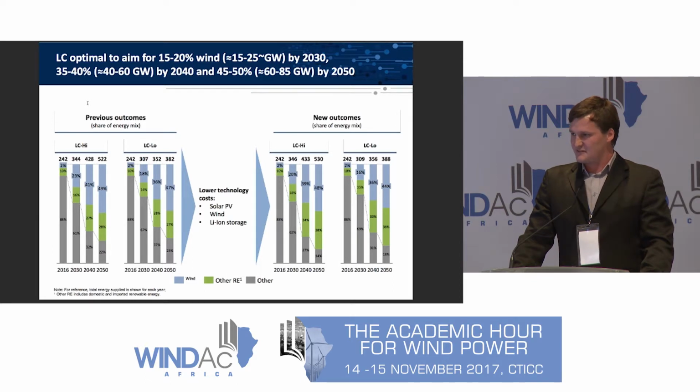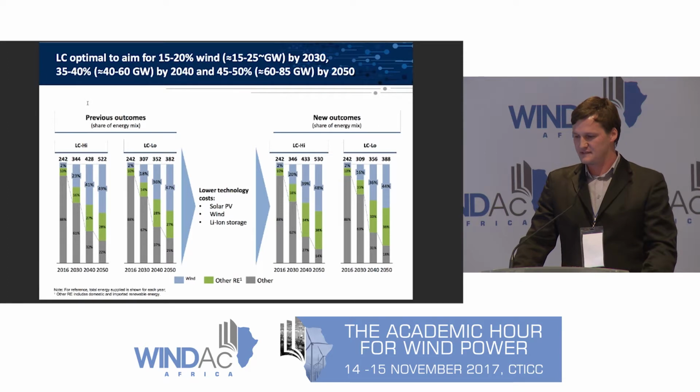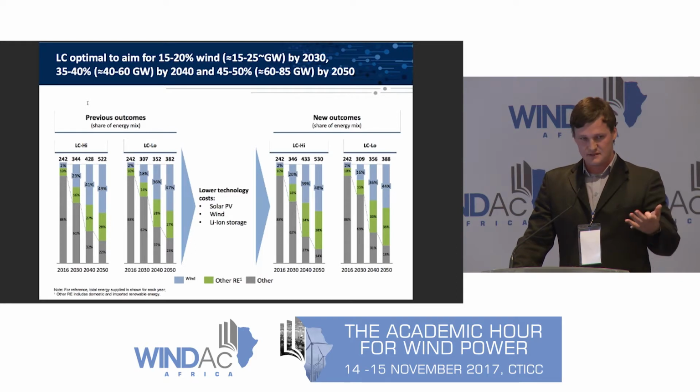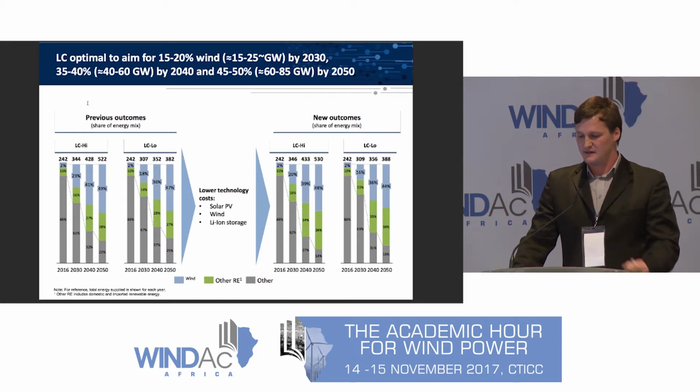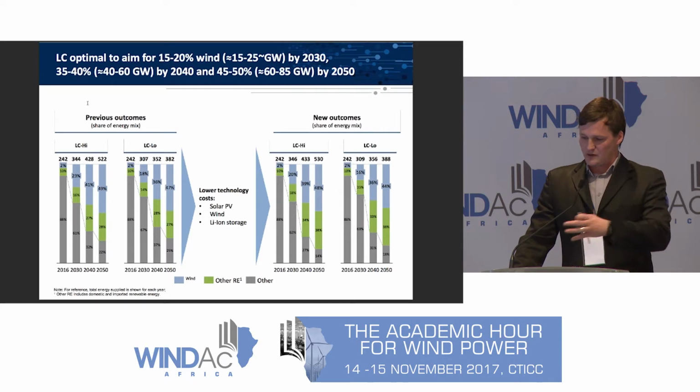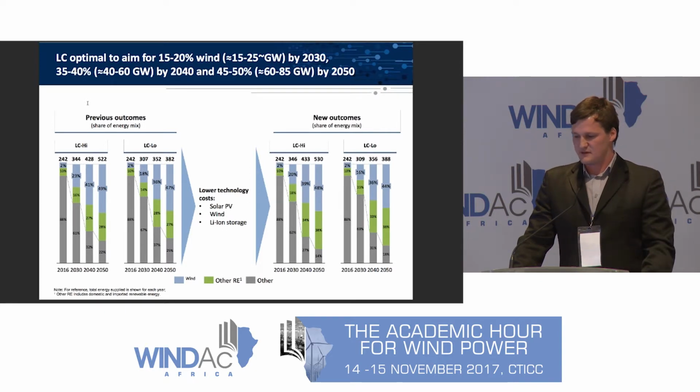I think I've got 1 minute left, maybe 1 minute. So the previous outcomes on the left-hand side, you can see quite a significant share of wind in the mix, from today about just below 2% towards almost half, so 50% by 2050. The rest of that renewable energy share is mostly solar PV, some biomass, and a bit of CSP. Both in the low and the high demand forecast, those previous outcomes were quite similar.